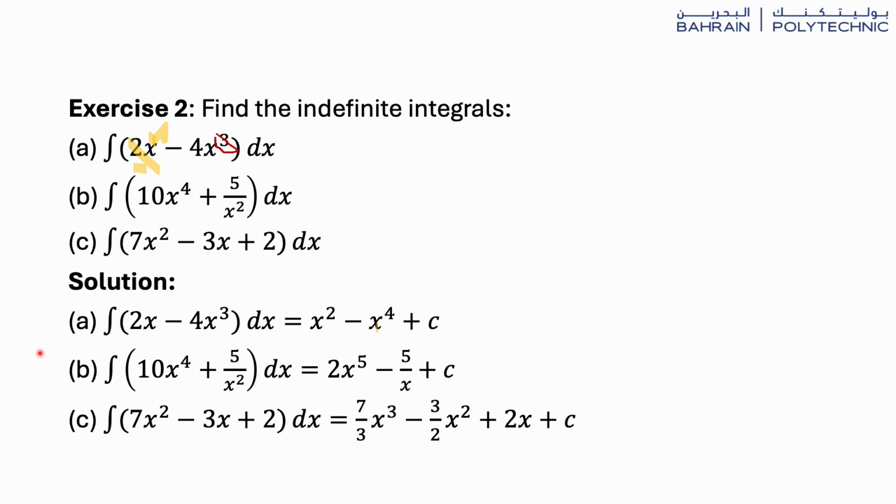And the same thing for the last one. So it will be as shown. So it will be x to the power 3 over 3, and here 3x squared over 2, and plus 2x plus c as shown here.